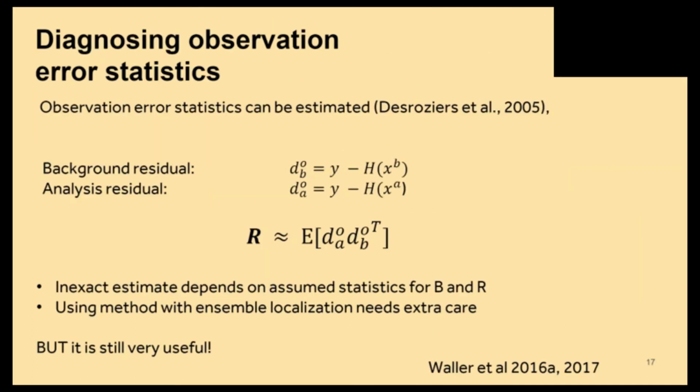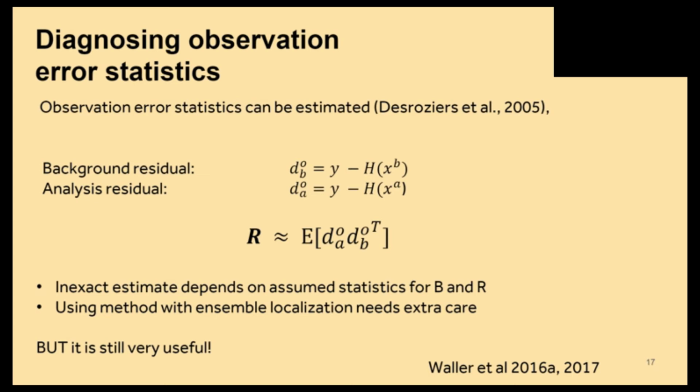So before we can think about a real system with correlated observation errors, we need a method to estimate the observation error statistics. We can do that using the Desroziers et al. measures, looking at the background innovations and analysis residuals. If we take a bunch of those and average over them, we'll get an approximate observation error covariance matrix. This is an inexact estimate. It depends on the statistics that you put into your analysis. And also, if you're using it with an ensemble data assimilation system with localization, you need to be rather careful. But it's still a very useful method.